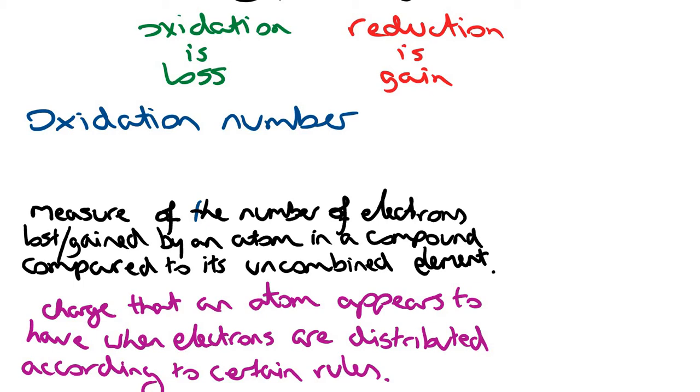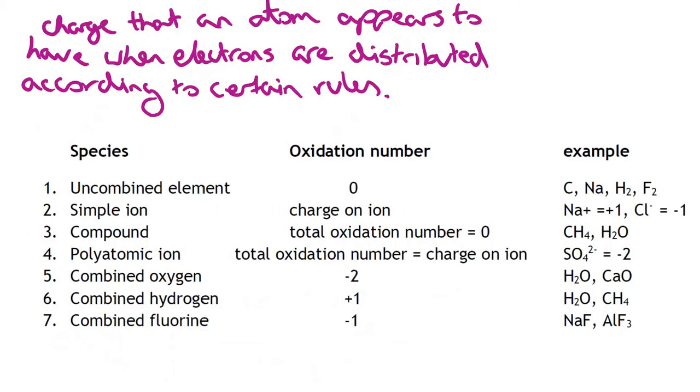So we're going to go through a number of rules, and I'm going to put them up and we're going to discuss them individually. The following are the rules for assigning oxidation numbers to elements and atoms within a reaction equation. Any uncombined element gets an oxidation number of 0, like carbon, sodium, hydrogen molecules, fluorine molecules. Any ion that you have is simply the charge on that ion.